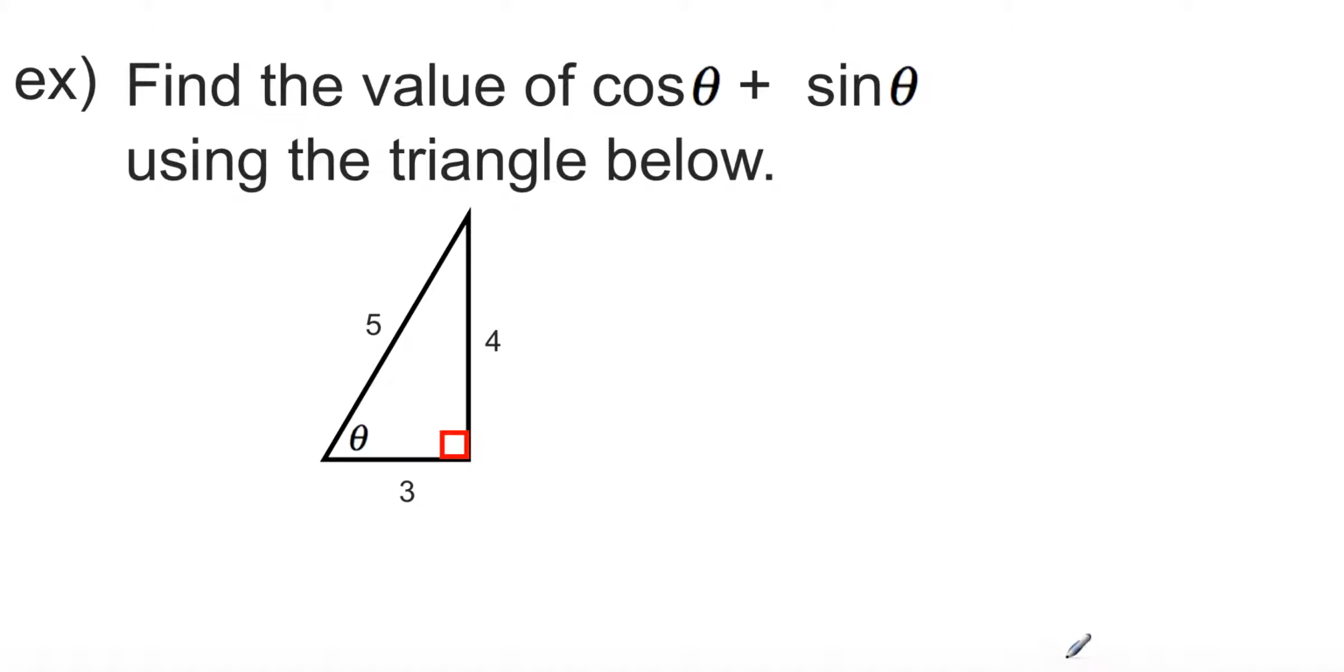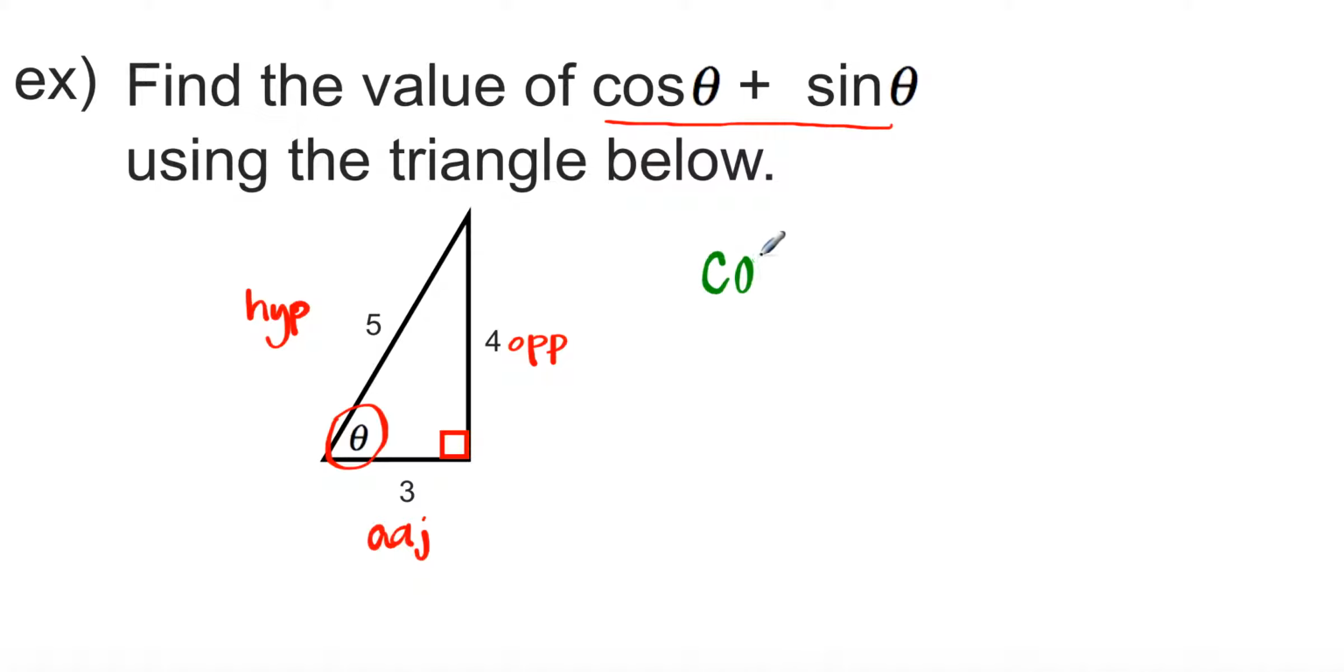Here I'm asking you to find the value of cosine theta plus sine theta using the triangle below. And this is just a good old 3, 4, 5 right triangle, a really common right triangle. Well, with respect to this angle theta, 5 is always the hypotenuse because it's across from the right angle. Hypotenuse doesn't change positions. Now the 3 and the 4, with respect to that angle theta, the 4 would be opposite of the angle, and the 3 is adjacent to the angle, or next to it.